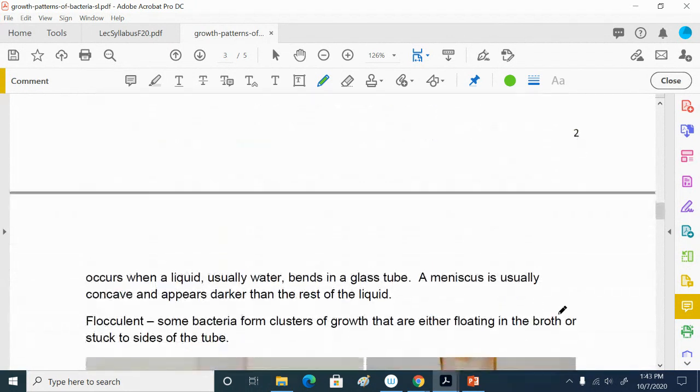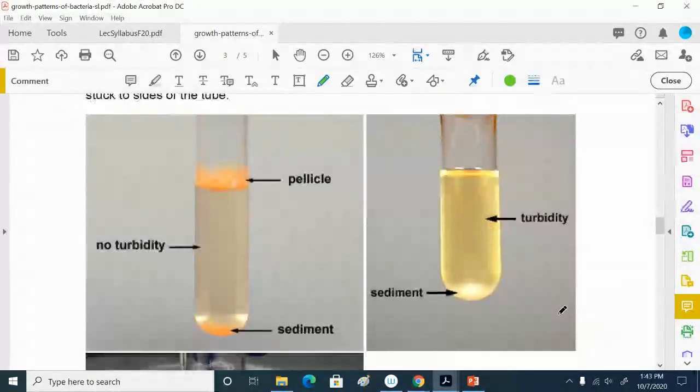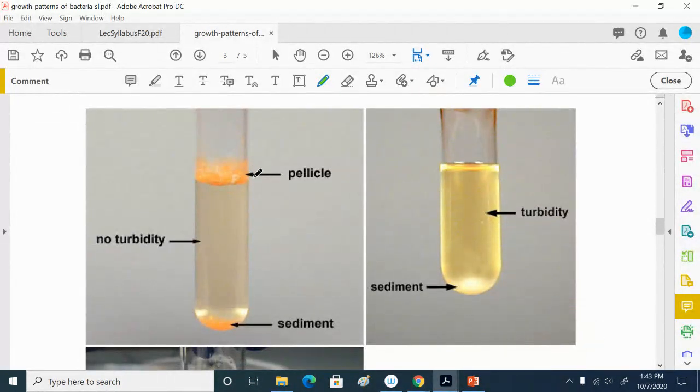And then some bacteria will grow as clumps or clusters that either stick to the sides of the tube or float around through the broth. But those are the four characteristics. Here we can see a pellicle, and this happens to be Mycobacterium phlei, which forms a very thick pellicle, and then the bacteria start to grow up the sides of the tube. There's no turbidity, right? The broth is clear, but there is some sediment, and that comes from the pellicle breaking apart and falling down to the bottom.